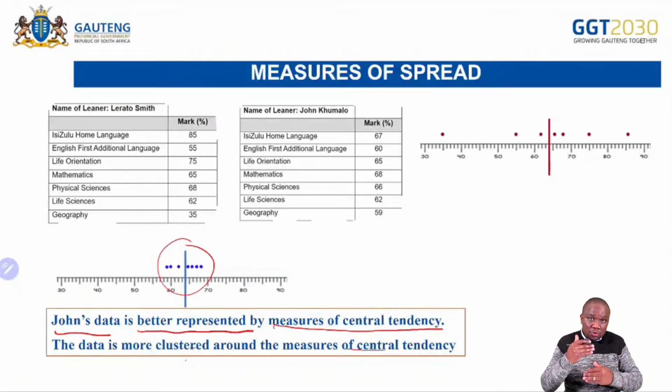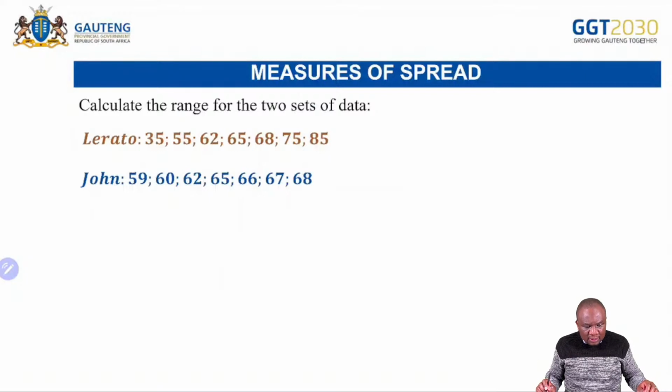Okay, now let's go to the measures of spread. Calculate the range for the two sets of data. I want you to try that. I'm going to give you 1 minute. We did the range in our baseline activity, isn't it? So now you know how to find the range. Let's find the range for Lerato and the range for John in 1 minute. Let's try.